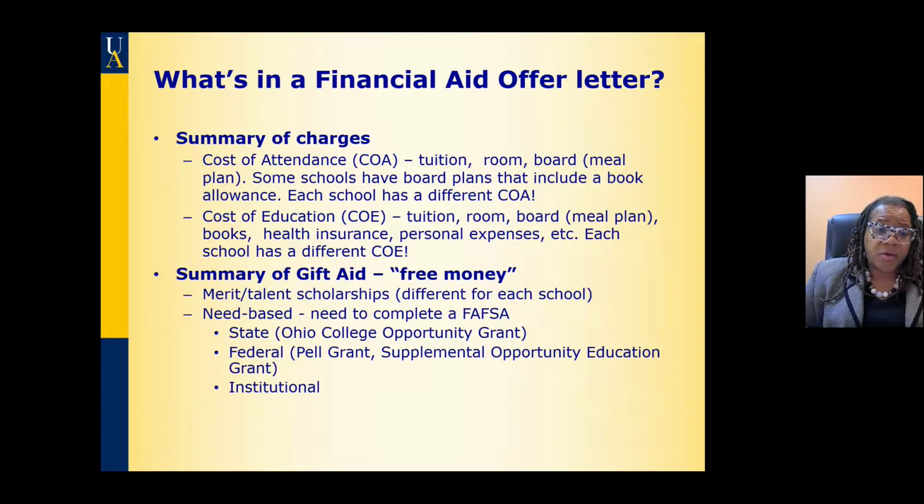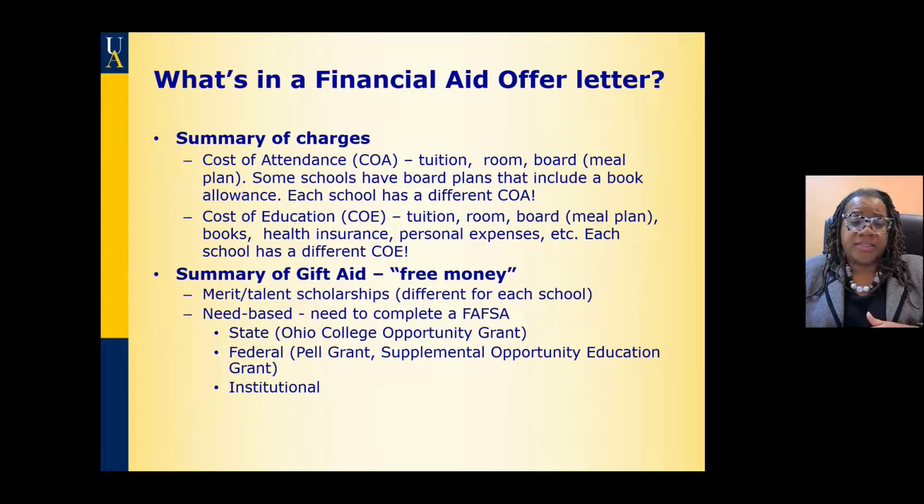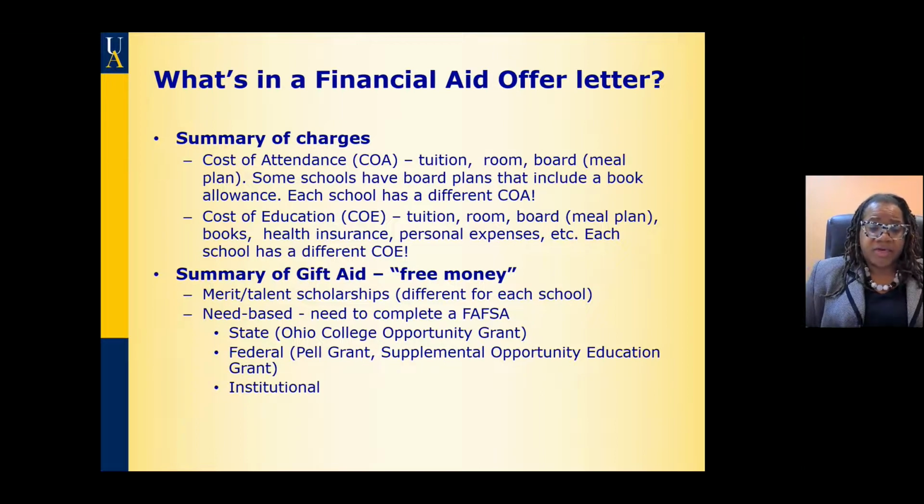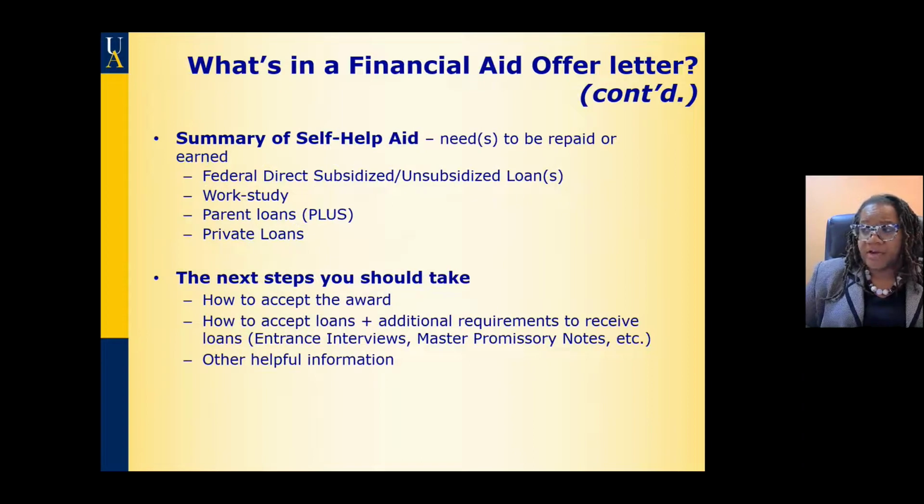Then it's going to summarize all the aid. So it's going to hopefully tell you what each thing is. If it's a scholarship from the institution, such as our presidential, if it's a grant from the federal government, such as the Pell Grant, it's going to tell you each one of those and how much you're getting each term, quarter, semester, and what's the total for the academic year. Then it's going to also list any kind of loan options as well.